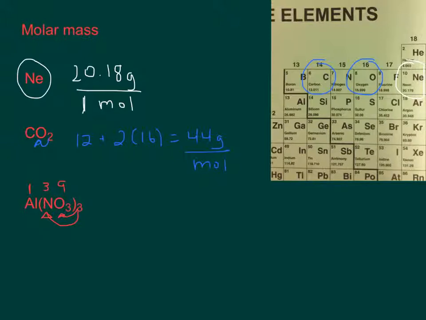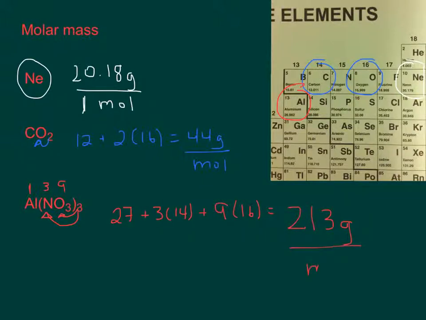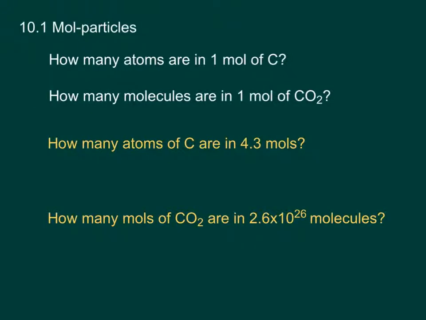So when we go to find the molar mass, we need 1 aluminum, 27. We need 3 nitrogens, which are each 14. And we need 9 oxygens, which are each 16, which gives us a total molar mass of 213 grams per mole. Once you have those terms straight, you're ready to go in and start some of the easier problems.